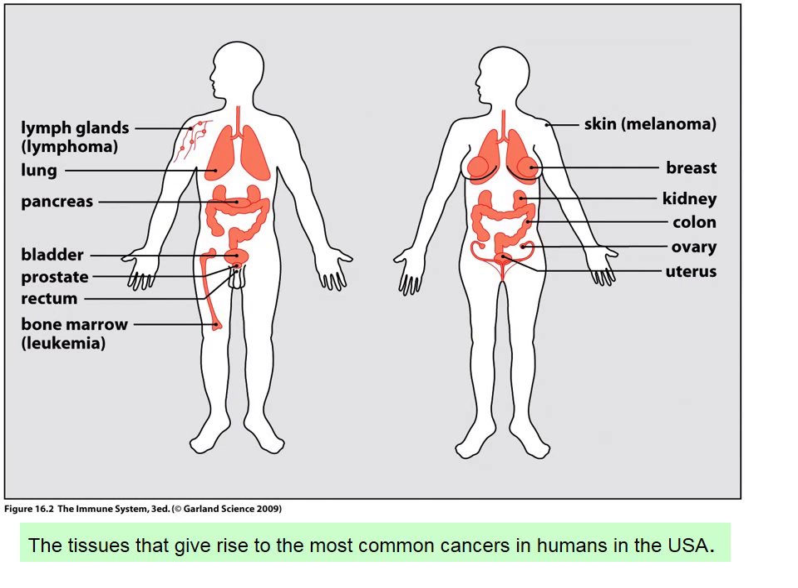Now, if you pay attention, this is an important thing, the tissues that give rise to the most common cancers in the USA. Again, you will see a little bit of difference between male and female, but breast cancer remains number one in females, but you have other cancers like skin, kidney, colon, ovary, and uterus. Whereas in men, you also have lung. Lung is common, pancreas, bladder, prostate, rectum, and bone marrow. So these are some of the common cancers that we normally see.